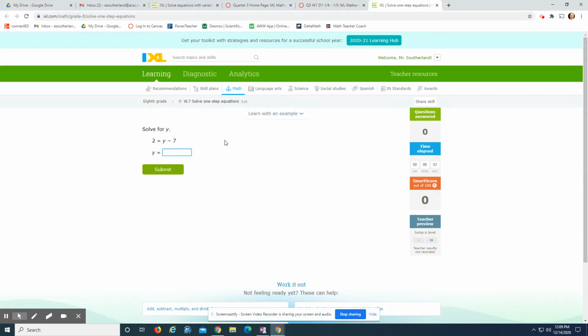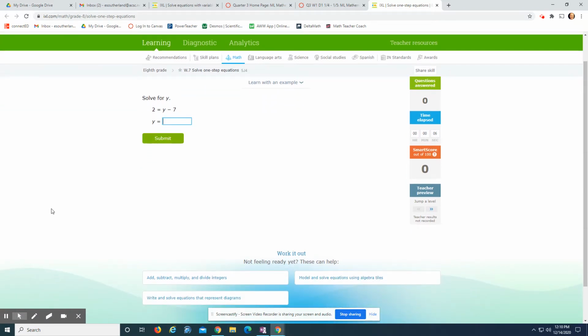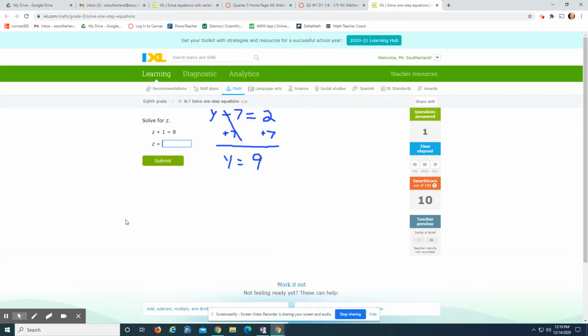Now, this says 2 equals y minus 7. So I like to switch this around to where it says y minus 7 equals 2. It's not necessary, but I like to do that. So to get rid of minus 7, I'm going to add 7 to both sides. And so these will cancel out. The y drops down, equal sign drops down. 2 plus 7 is 9. And so you'll type in 9 and you'll click submit, and hopefully it'll get you the right answer.